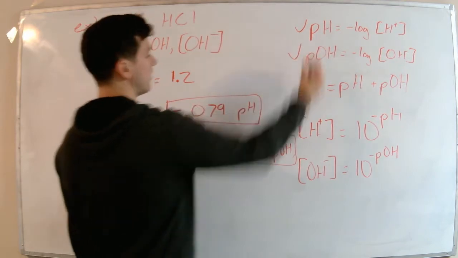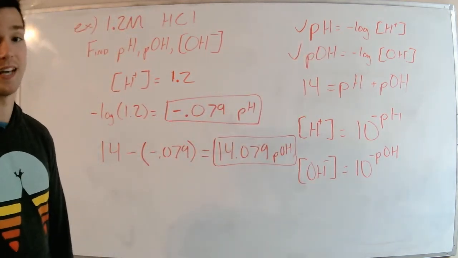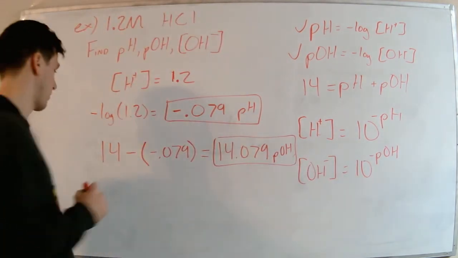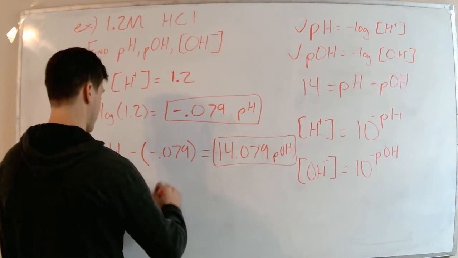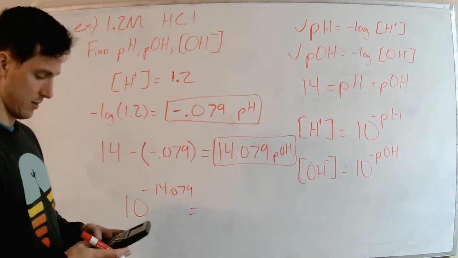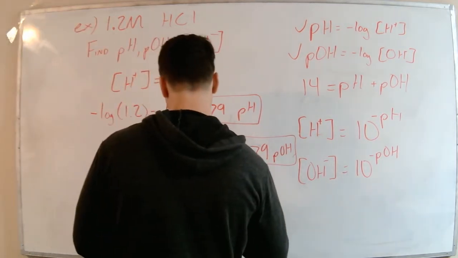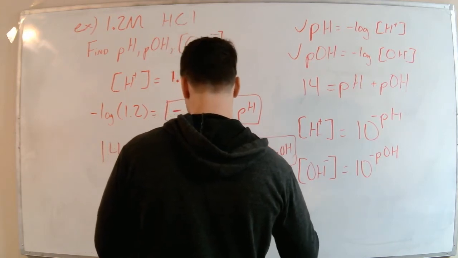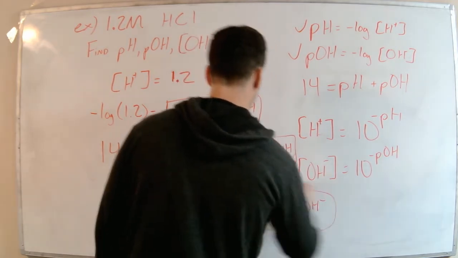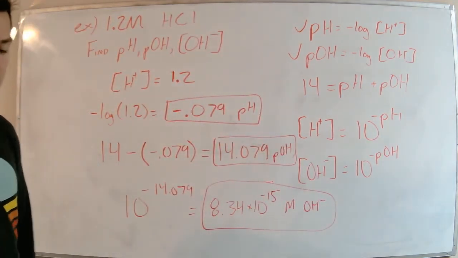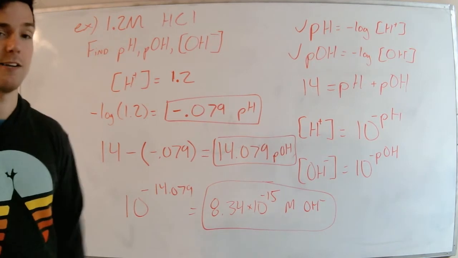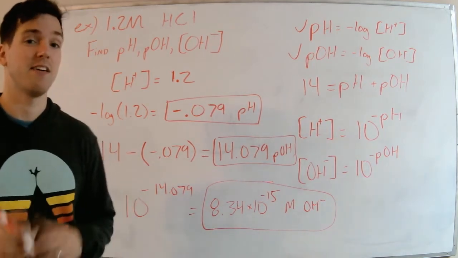So now we have pOH. And now we just got to figure out OH minus, which is just 10 to the negative pOH. So we'll go ahead and take 10 to the negative 14.079. And we should get a concentration of 8.34 times 10 to the negative 15th molarity of OH minus. Alright, so now, pretty simple, we are just plugging and chugging. We should already be pretty familiar with this.